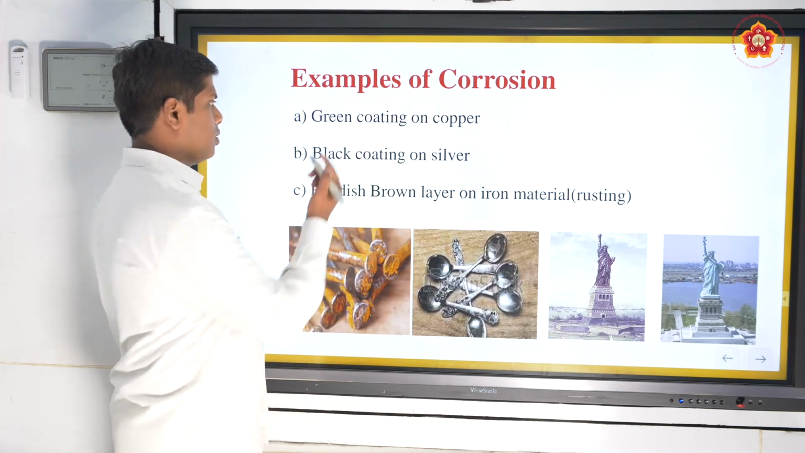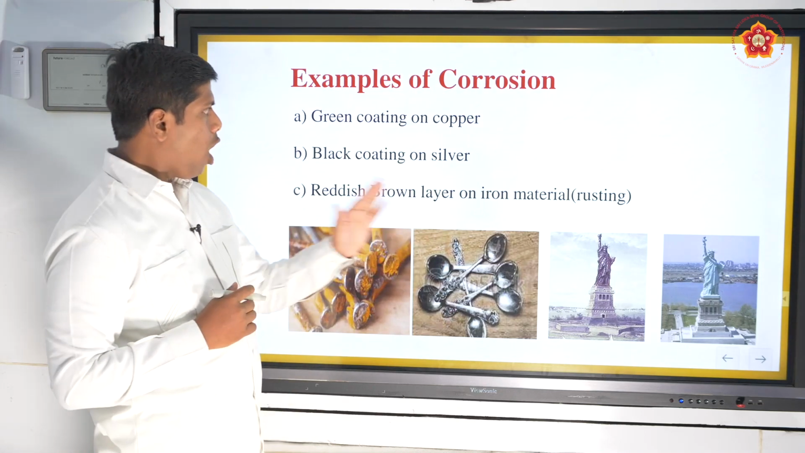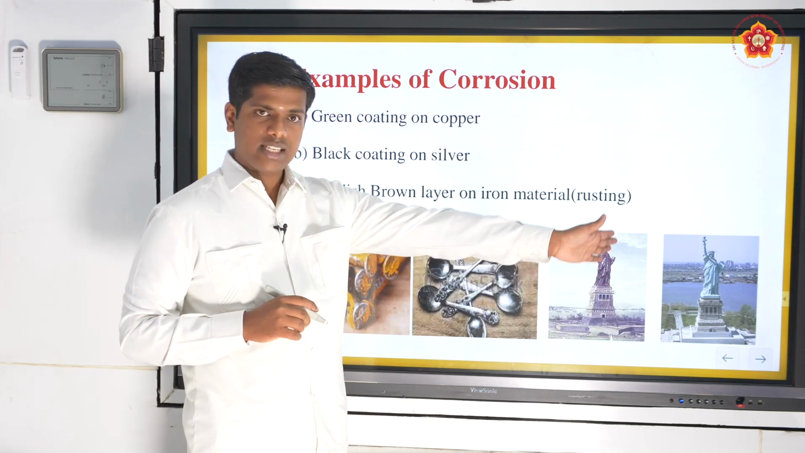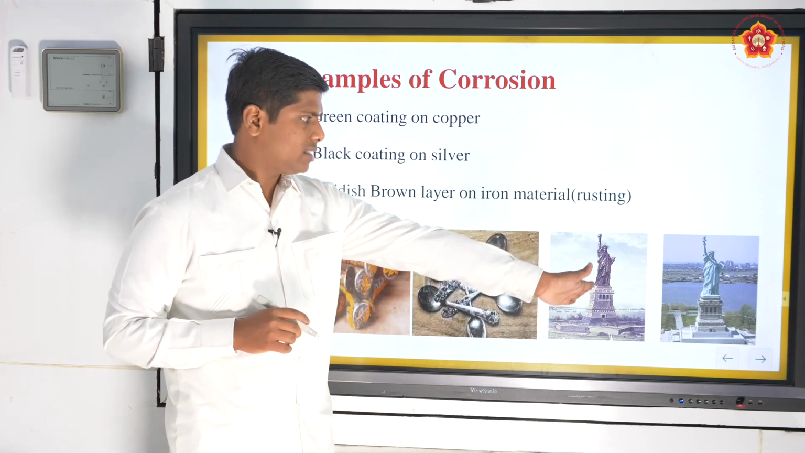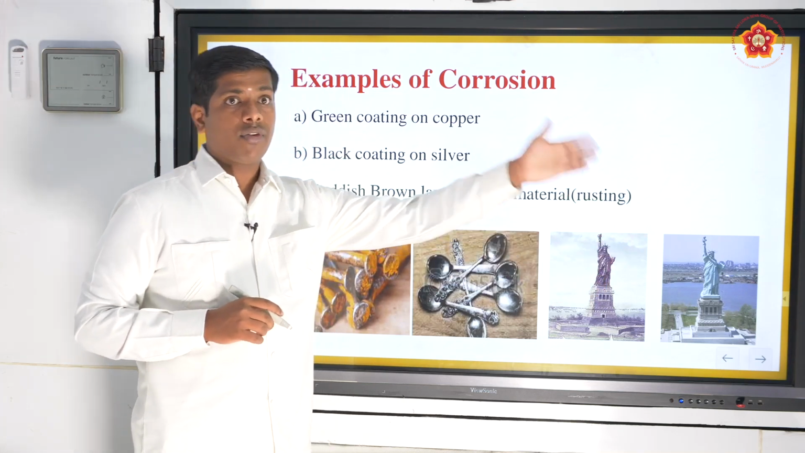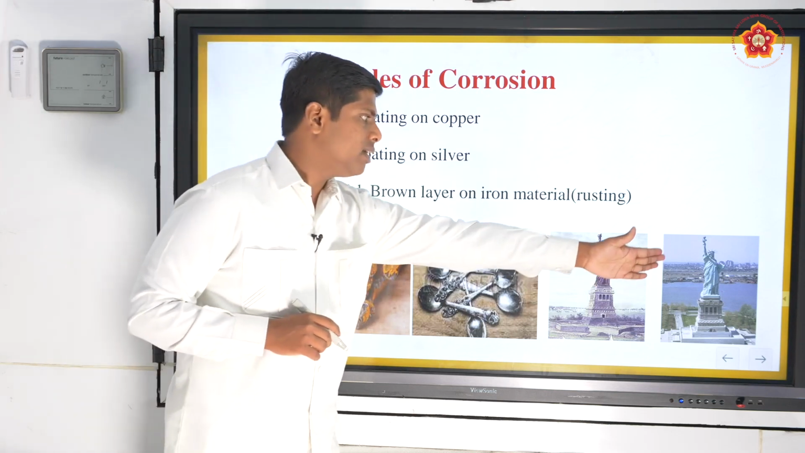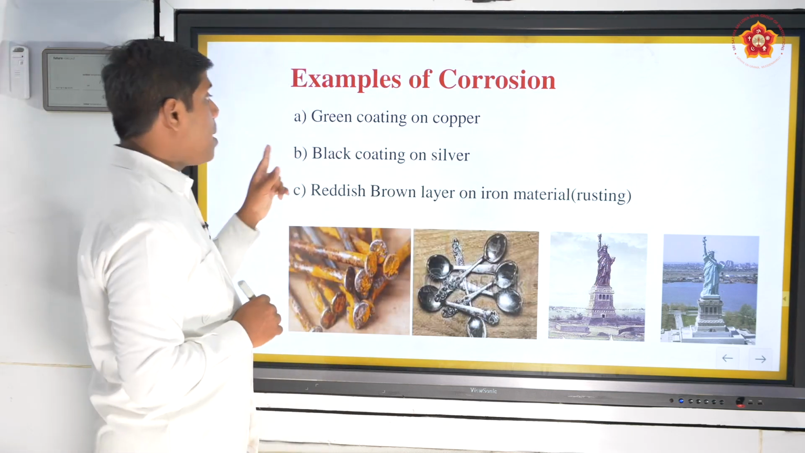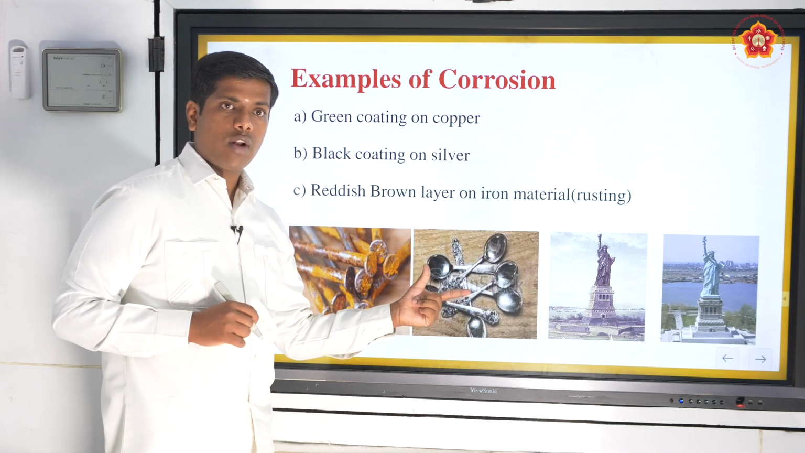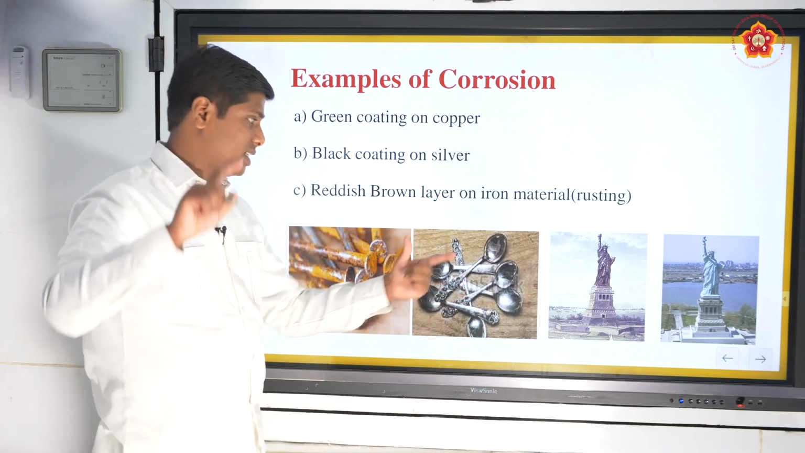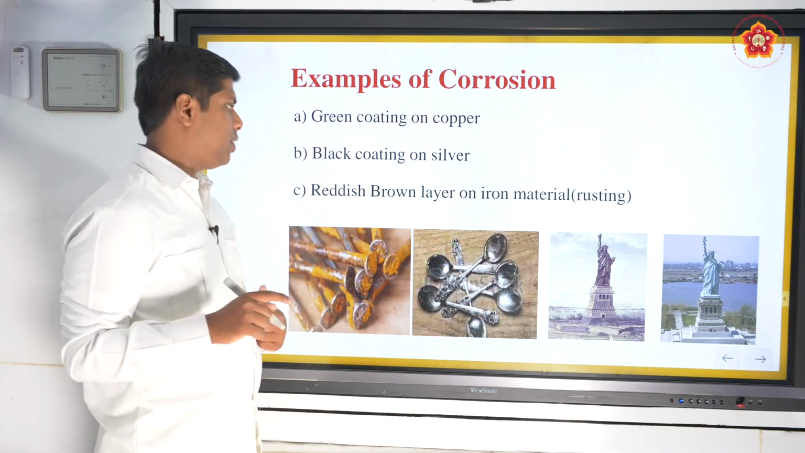Examples of corrosion. See, green coating on copper. This is the Statue of Liberty. First, the Statue of Liberty was like this. Now, because of the action of carbon dioxide on copper, you get green color. Black coating on silver. Silver is always corroded with sulfur, which means a black coating on silver.